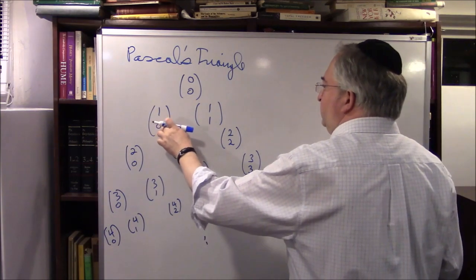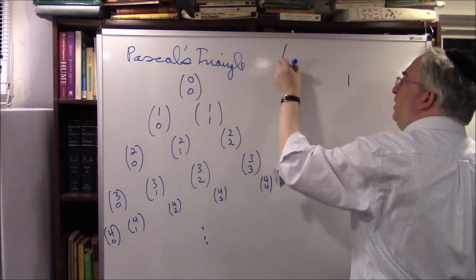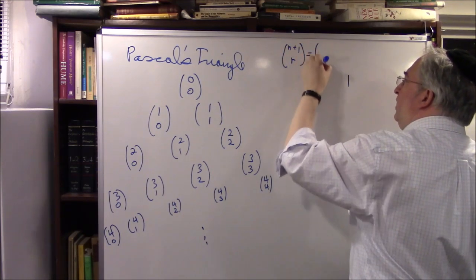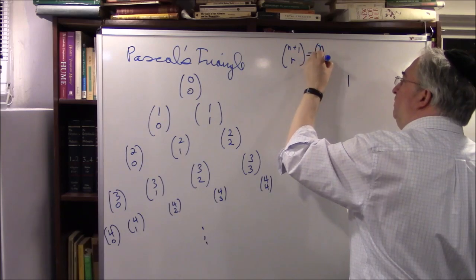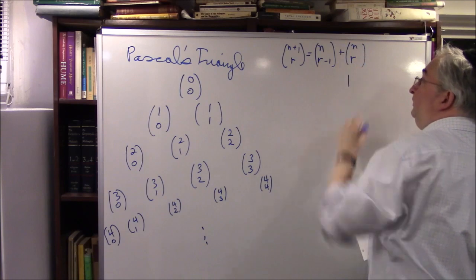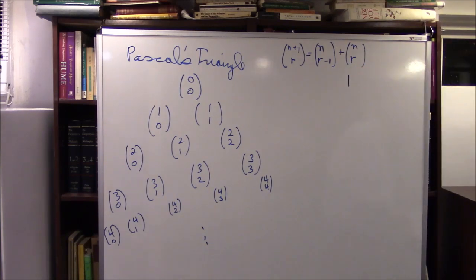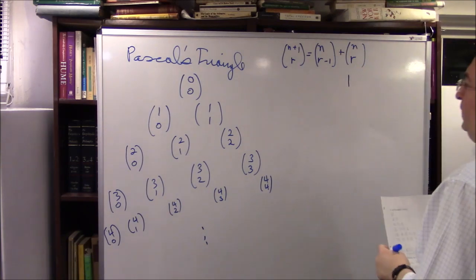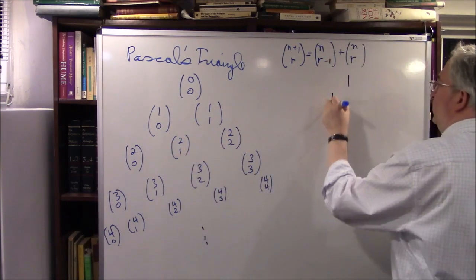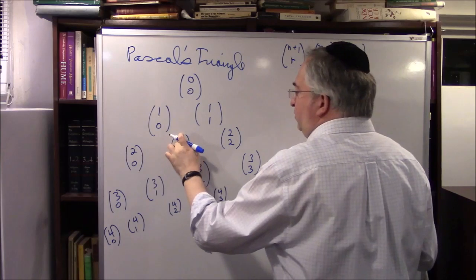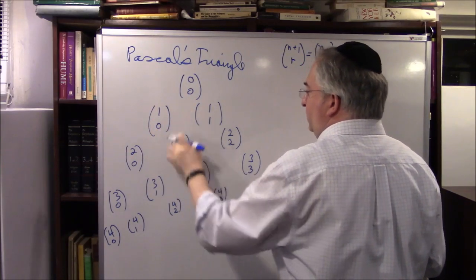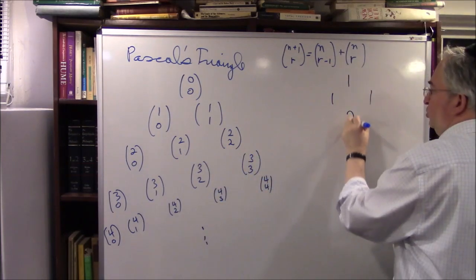Now, this basically says that rule that we saw, n plus 1 choose r is equal to n choose r minus 1 plus n choose r. What that says is that in order to determine the 2, 1 thing, look at the 2, 0 and the 1, 0 thing, and then add it like this. And so this becomes a 2.